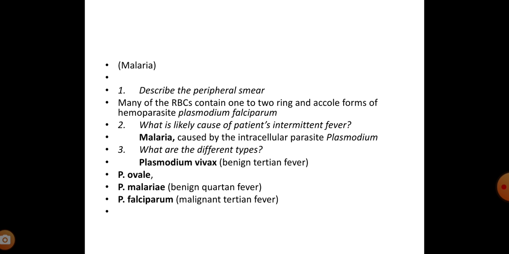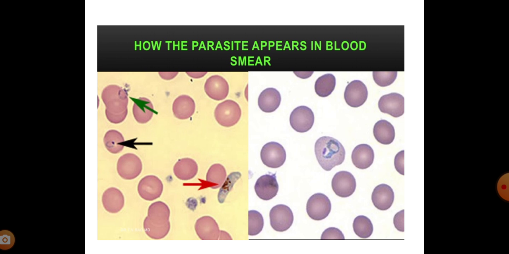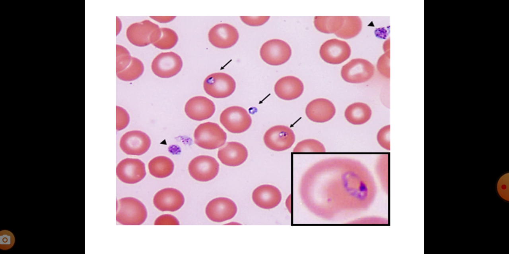Malaria causes intermittent fevers caused by intracellular parasite Plasmodium. So what are the different types of Plasmodium? Plasmodium vivax, ovale, malariae and falciparum. The malariae causes quartan fever, falciparum causes malignant tertian fever. How does the parasite appear in the blood smear? Inside the RBC you can see central pallor. Pallor is increased in case of parasitic infection, and also you can see the ring forms. Again you're seeing the ring forms inside the RBCs.